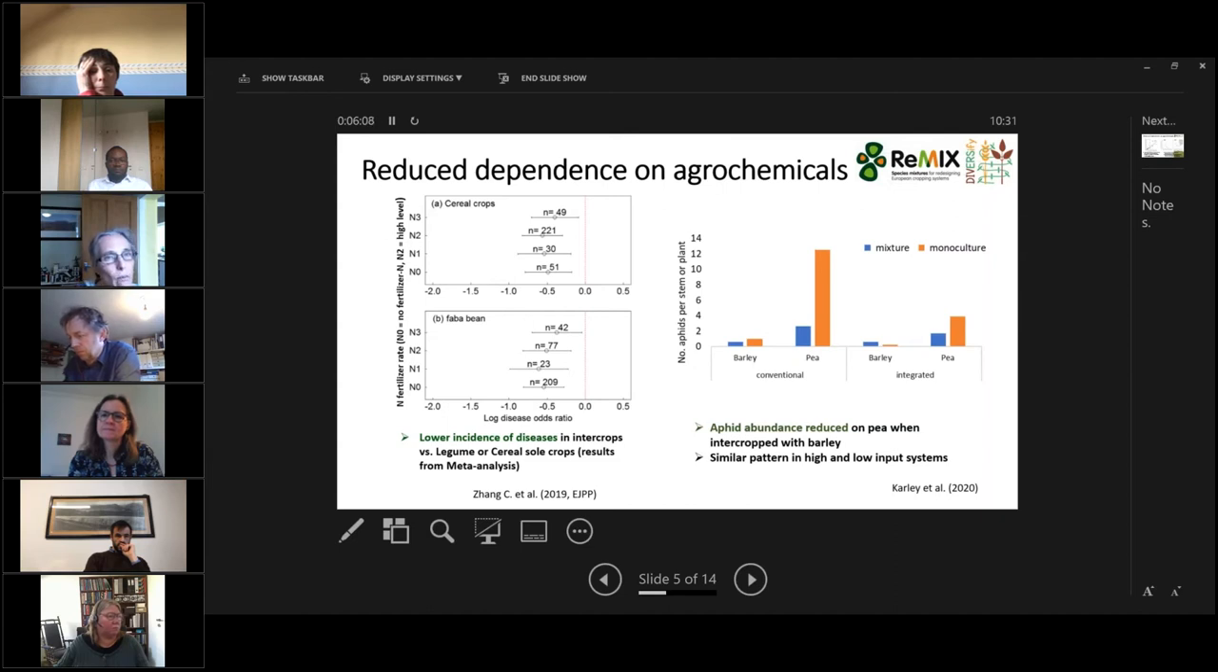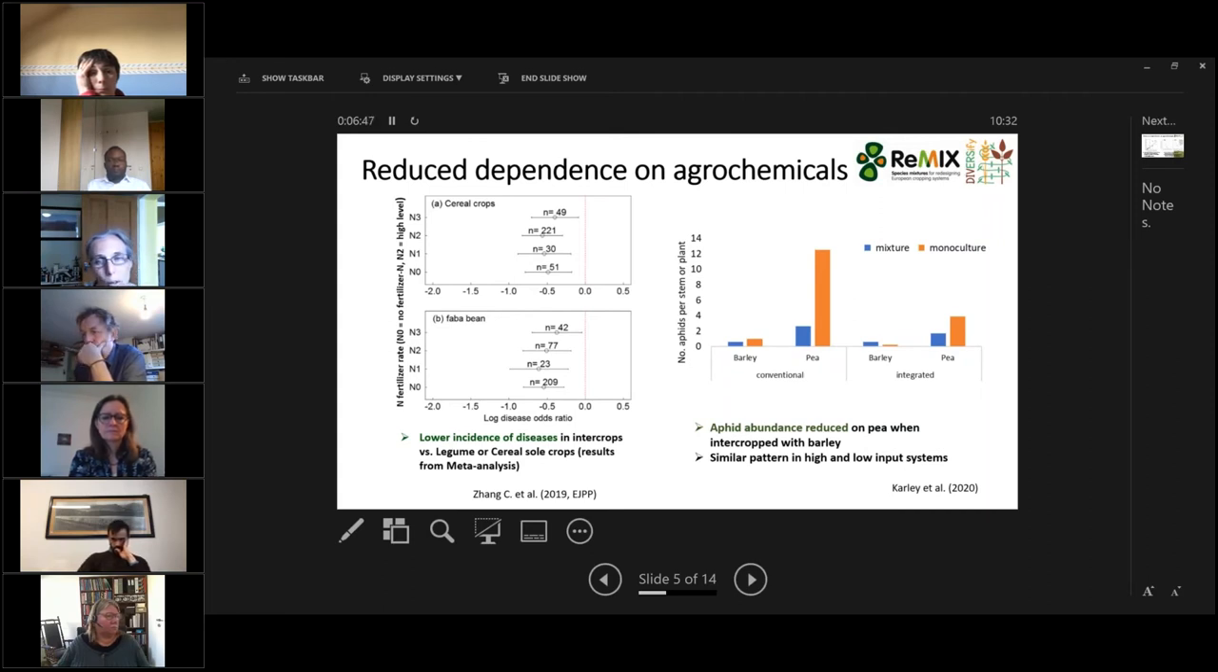Crops when grown in intercrops are often shown to have lower incidence of diseases, and that's shown nicely in this meta-analysis on the left-hand side from the REMIX project, where the authors looked at the incidence of disease on faba bean grown in intercrops and also the accompanying cereal crops compared to when they were grown as sole crops. Any values that fall to the left of this red dotted line at zero show a lower disease incidence in the intercrops. And you can see that in general, the disease incidence was lower when intercrop compared to sole crops.